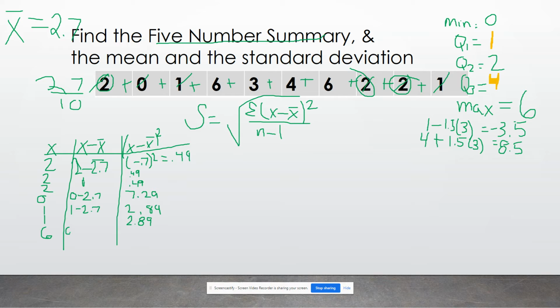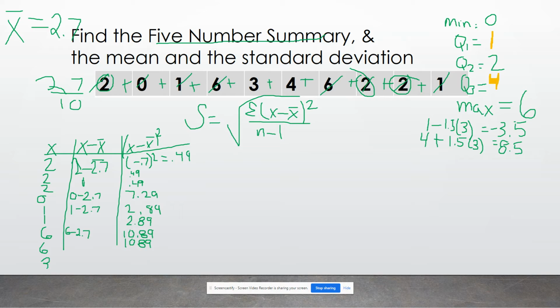Okay, so my next number is 6. So we're going to do 6 minus 2.7, and 6 minus 2.7 is 3.3, and 3.3 squared is 10.89. And I've got 2 of those, so I'm going to write it again. So 6, and this will be 10.89 again.